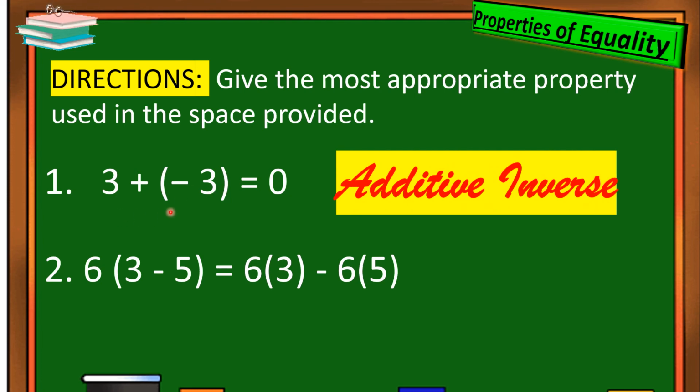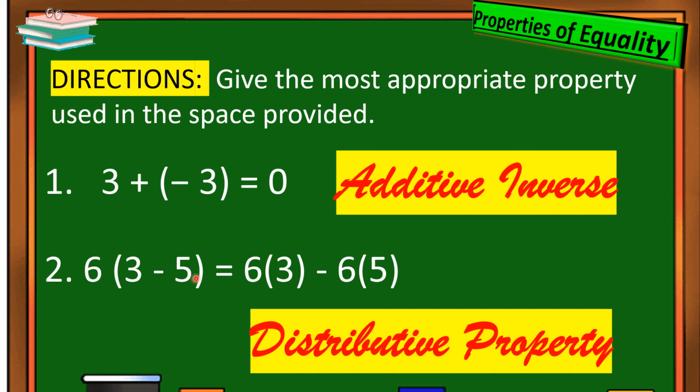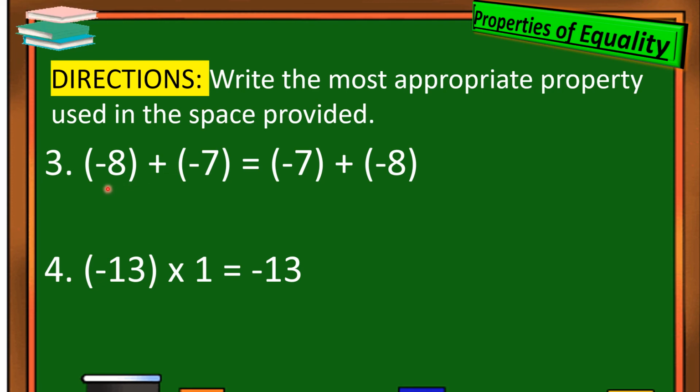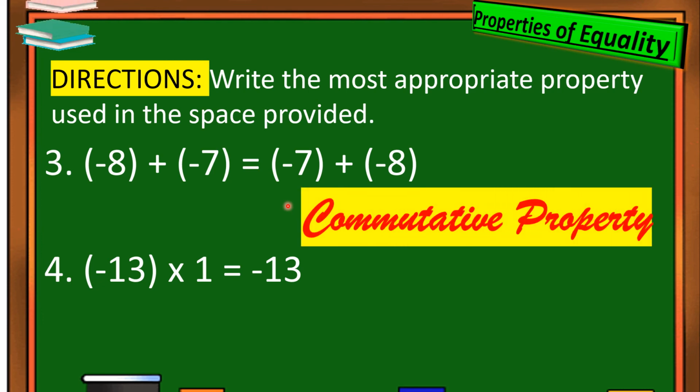Inverse lang siya. Next, number 2. 6 times the quantity of 3 minus 5 is equal to 6 times 3 minus 6 times 5. Anong ginawa niya? Dinistribute lang niya, di ba? So, therefore, the property is distributive property. Next, number 3. Negative 8 plus negative 7 is equal to negative 7 plus negative 8. Pinagbaliktad lang niya ng position. So, therefore, it is commutative property of addition.